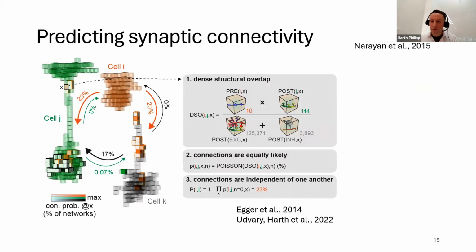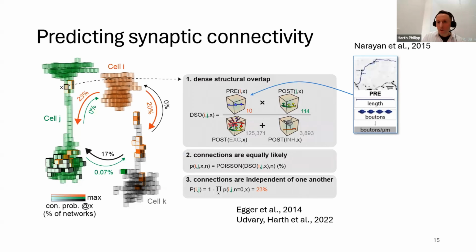Now, this gives us the composition of the branches, the axon and dendrite branches. But of course, we're interested in synaptic connectivity. And also over many years, a connectivity model has been developed, which is based on overlap of axon and dendrite branches, but also on subcellular features. What do I mean by subcellular features?